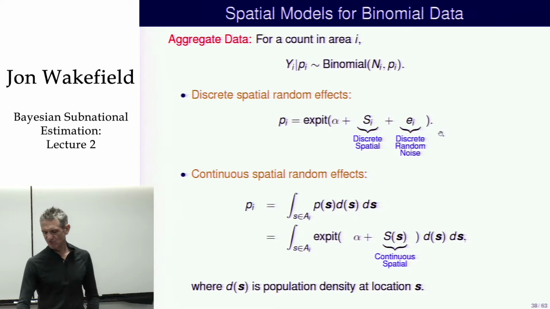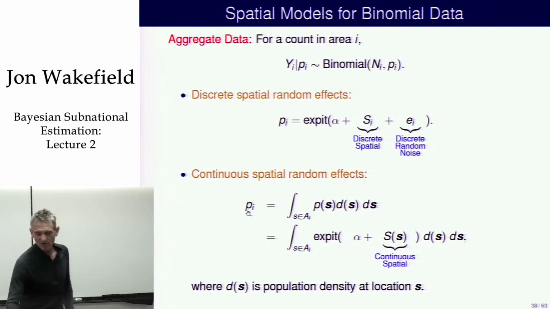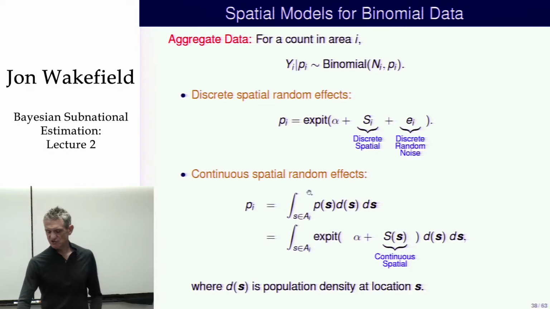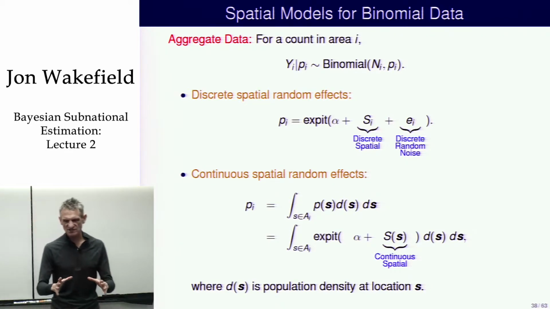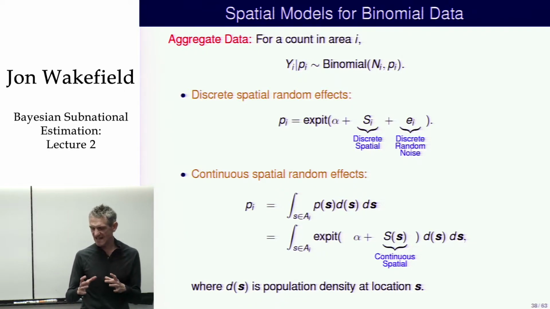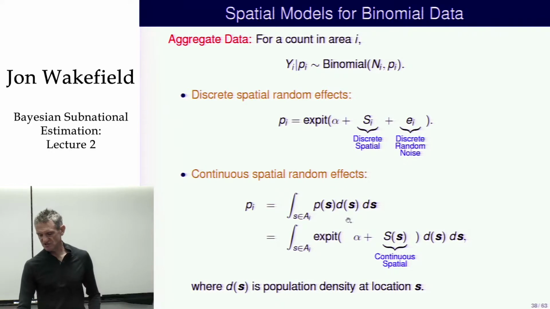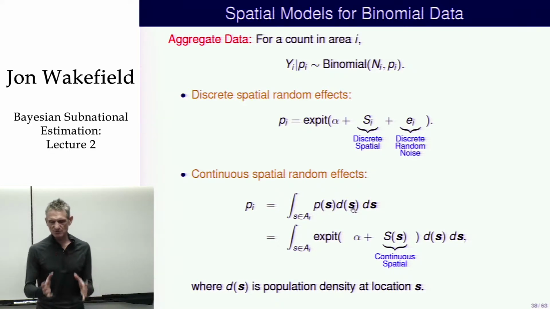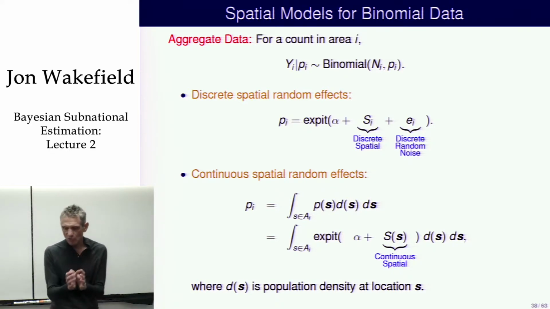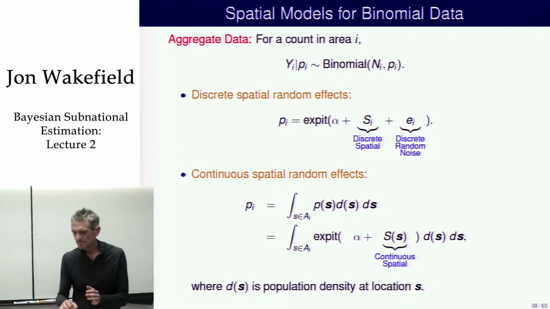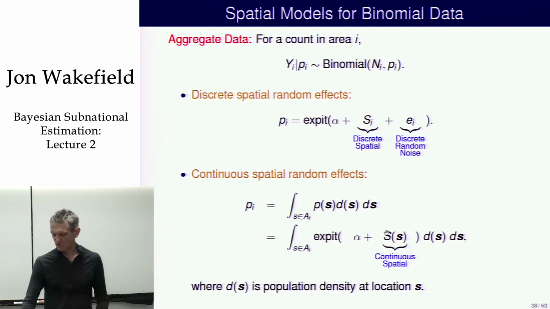And again, we have the same form here. The discrete spatial model is exactly the same form. The continuous spatial model is a little different because now the prevalence in area Pi is the integral, so it's the average of the prevalence across the field, where that average is across the area, with respect to population density. So this ds here is population density, and so we have to average the prevalence to get the point-wise prevalence to get the average prevalence across the region.